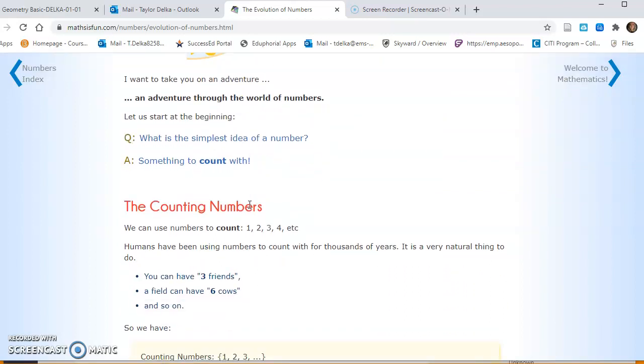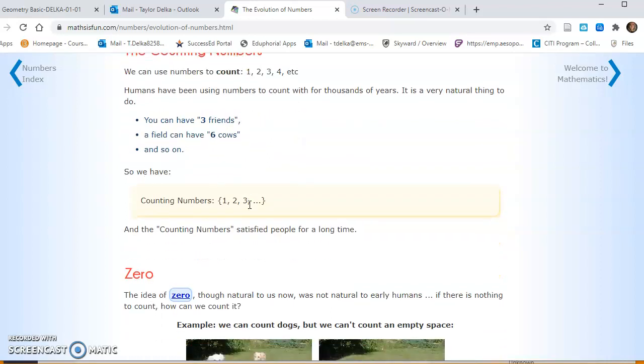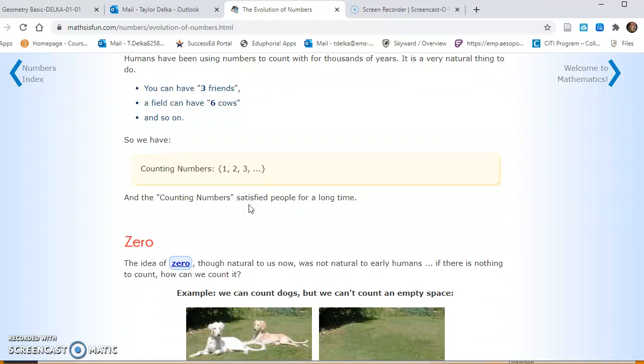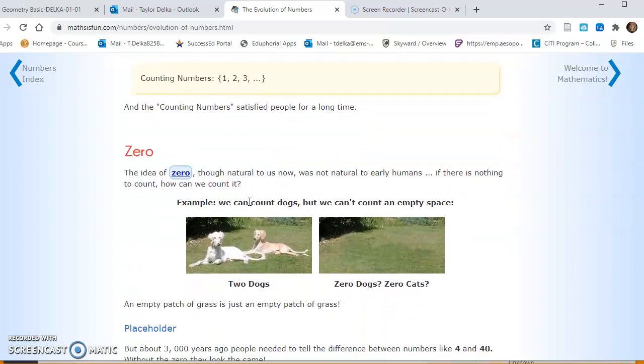So what is the simplest idea of a number? It's something to count with. So we do have counting numbers such as 1, 2, 3, 4. And we use numbers all throughout the years. You have 3 friends, a field can have 6 cows, and so forth and so on.